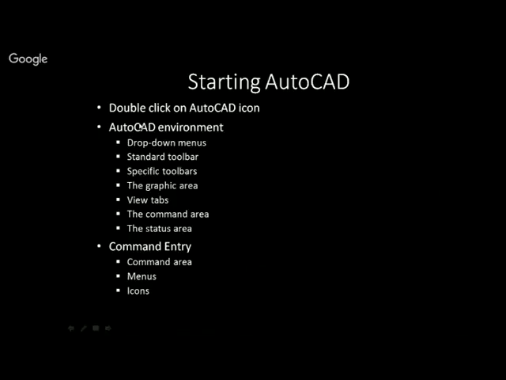How to start AutoCAD? Double click on the AutoCAD icon on your screen or on your desktop, right? What you get in the AutoCAD environment is drop down menus, standard toolbars, specific toolbars, the graphic area, the view tabs, the command area, and the status area. The command entry can be done through commands, menus, and icons.